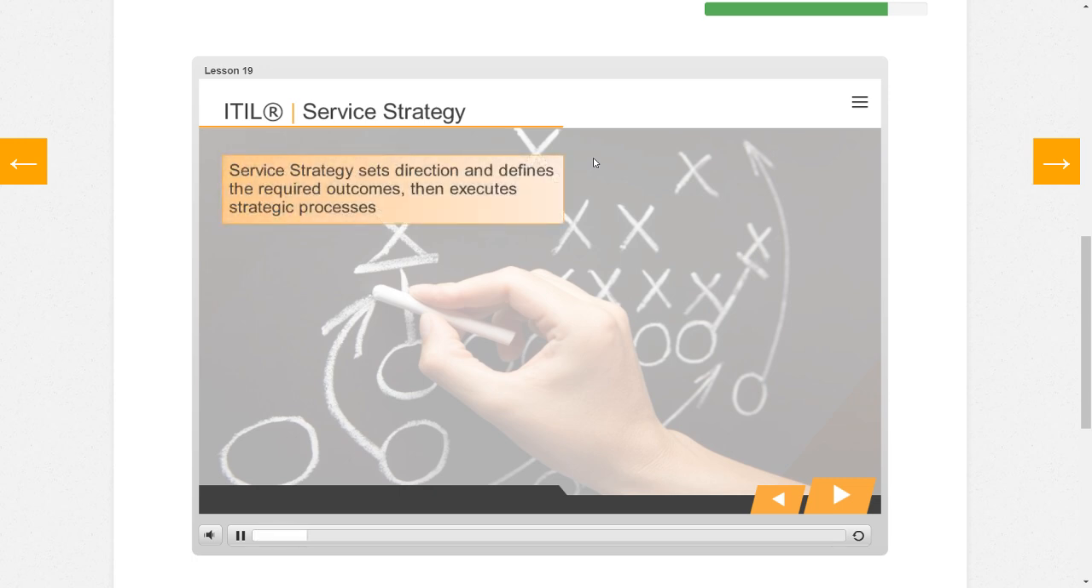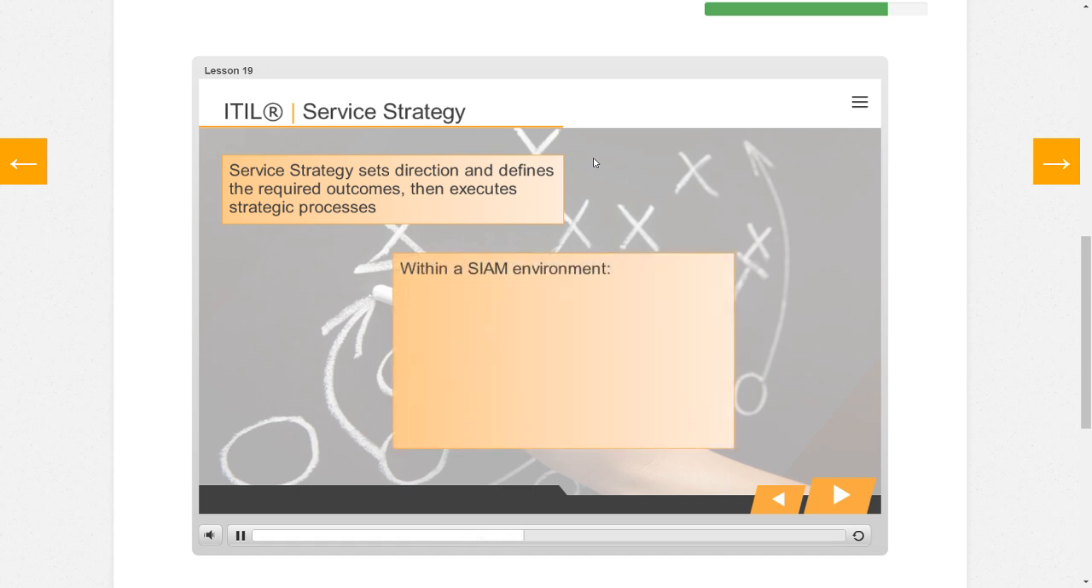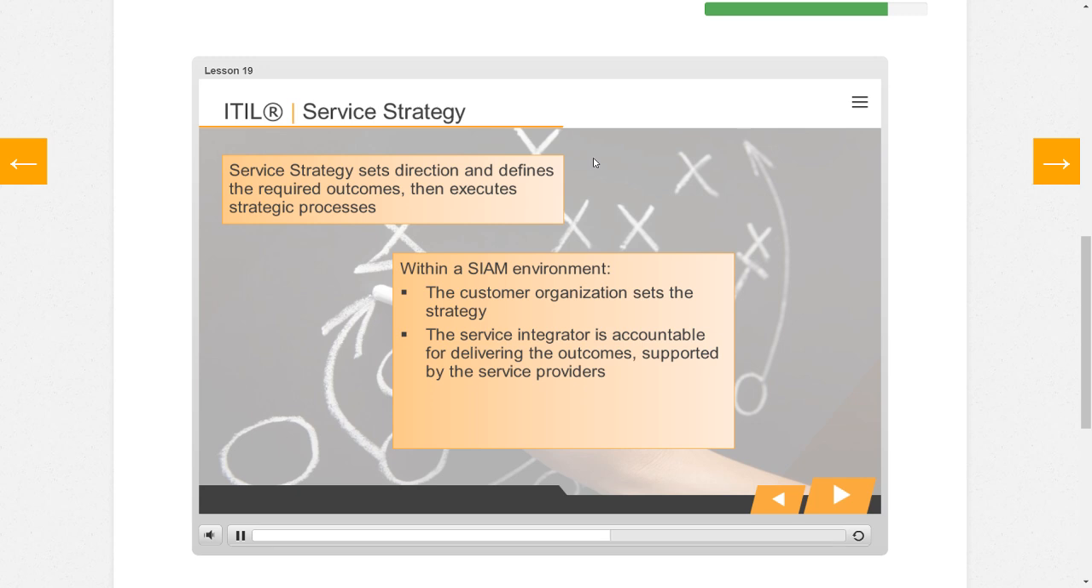Within ITIL, service strategy sets direction and defines the required outcomes, then executes the strategic processes like financial management. Within a SIAM environment, the customer organization sets the strategy, but then the service integrator is accountable for delivering the outcomes, supported by the service providers. Execution of strategic processes will be shared between the customer and the service integrator.